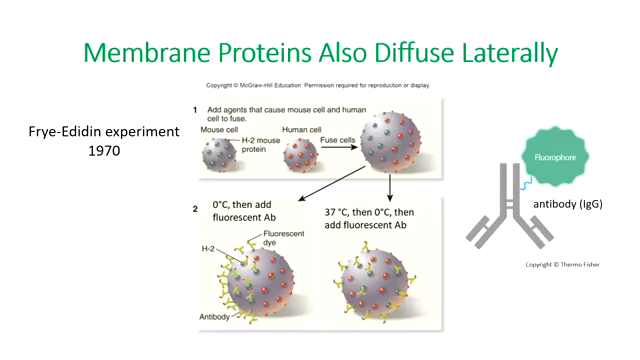Then they coupled a green fluorescent molecule to one of the antibodies and a red fluorescent molecule to the other one. They took a mouse cell and a human cell, and they fused them together and then immediately dropped the temperature, made everything cold. And then they added their two antibodies.